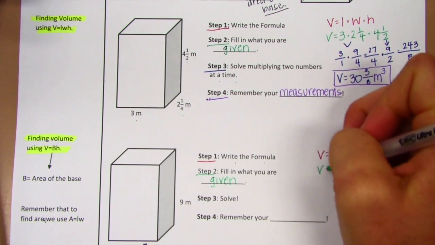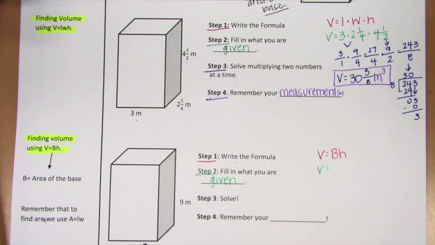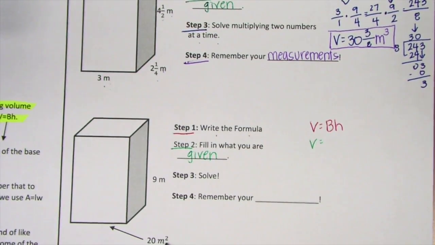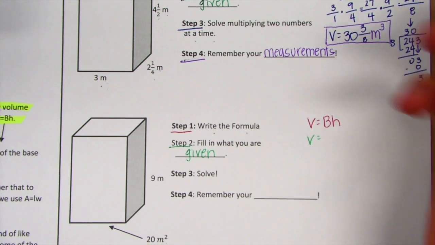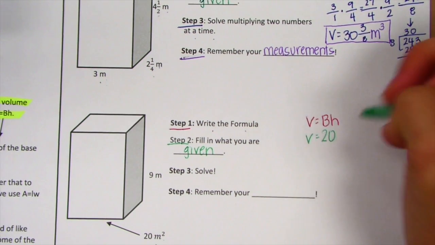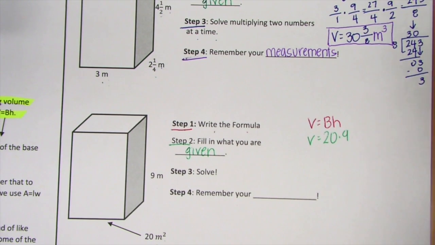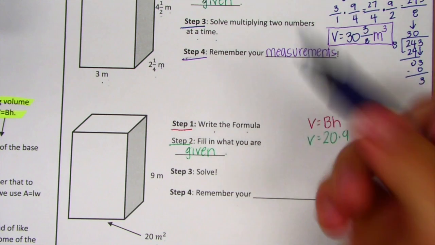So looking at our example, I'm going to move my paper up. We have the area of the base, which is 20 meters squared. So for B, I'm going to put 20. And for H, I'm going to put 9. Step number 3, in our blue pen, we're going to start solving.